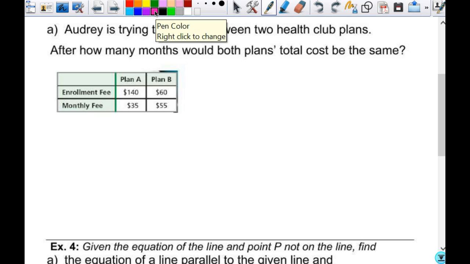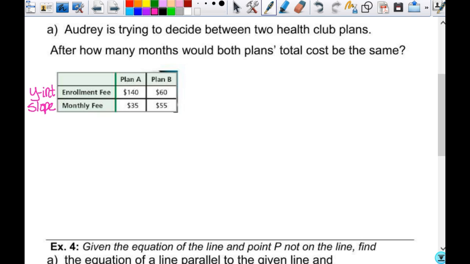If I'm going to write the equation of a line, what does the enrollment fee represent? The y-intercept. Good. What does the monthly fee represent? The slope. These are numbers. It can't be an x or a y. Okay, so it's the y-intercept and the slope.